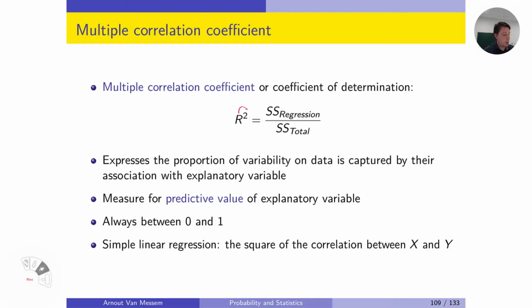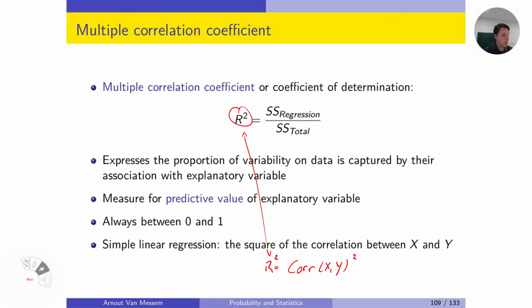We call this R squared, which might ring a bell, because before, if we had a correlation between two variables x and y, we called this one R. In the case of simple linear regression, so we have only one predictor, they are the same. This correlation between x and y, if we square it, corresponds to this R squared. So in the case of simple linear regression, the multiple correlation coefficient is just the square of the correlation between x and y. This multiple correlation coefficient says how good the predictivity of the model is, so how much of the variability is explained by the model.